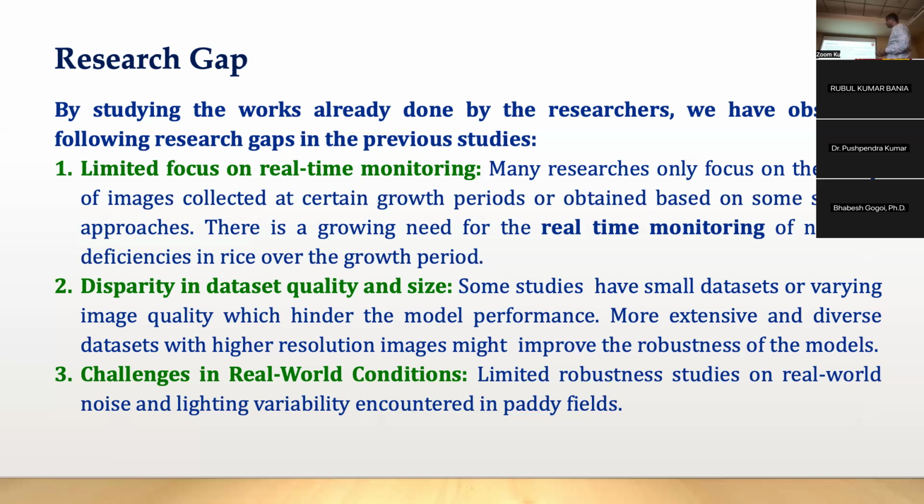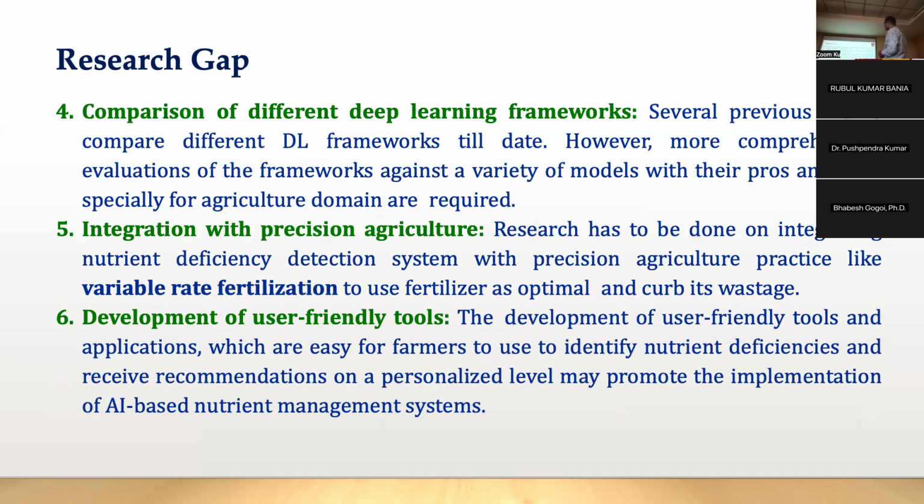Then the next is the fourth. It's a comparison of different deep learning frameworks. Several previous works compare different DL frameworks to date. However, a more comprehensive evaluation of the frameworks against a variety of models with their pros and cons, especially for the agriculture domain, is required. So we'll be working on that gap also.